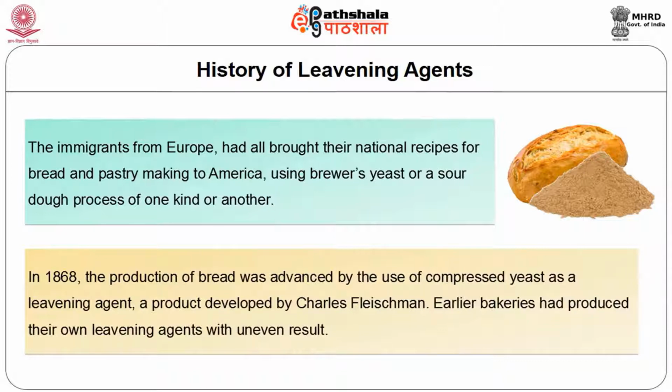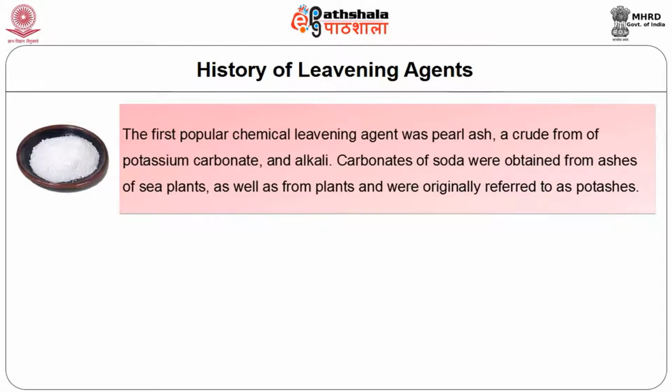In 1868, the production of bread was advanced by the use of compressed yeast as a leavening agent, a product developed by Charles Fleischmann. Earlier bakeries had produced their own leavening agents with uneven results.